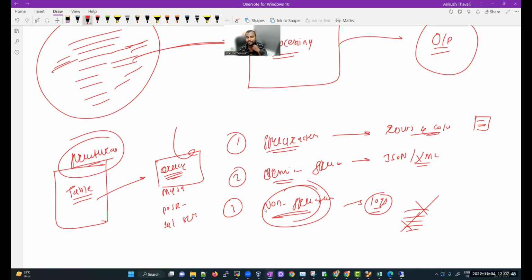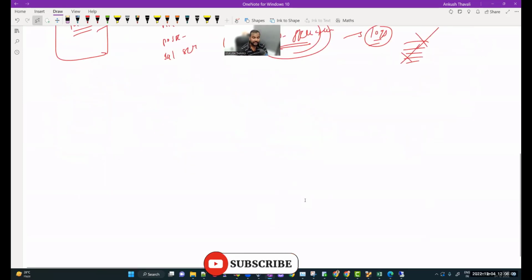It cannot take the input itself. So your RDBMS database cannot be helpful for you to process your non-structural data. Another problem is, when it comes to the RDBMS database, every system, whatever processing framework we have seen, all those frameworks have horizontal scaling.